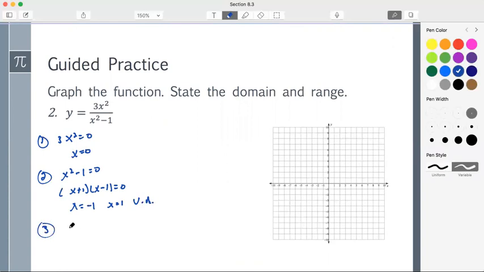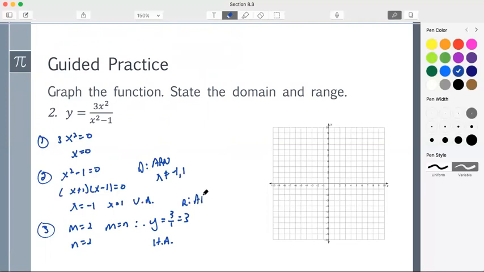Step 3, notice m equals 2, n equals 2, so m equals n. Therefore, your y equals 3 over 1, or 3, for your horizontal asymptote. So, domain, all real numbers such that x cannot equal -1 or 1. Your range, all real numbers such that y cannot equal 3.